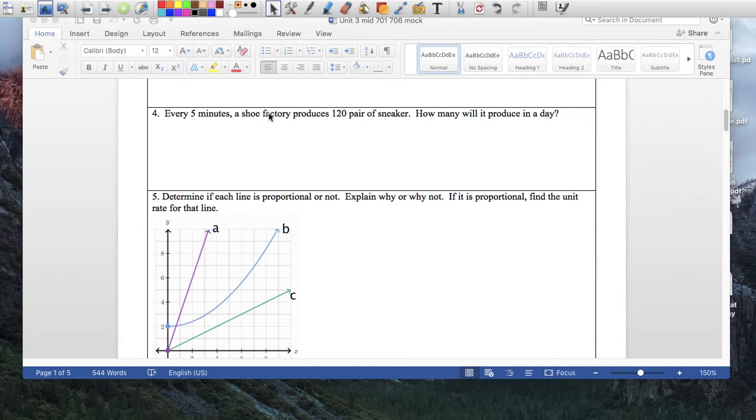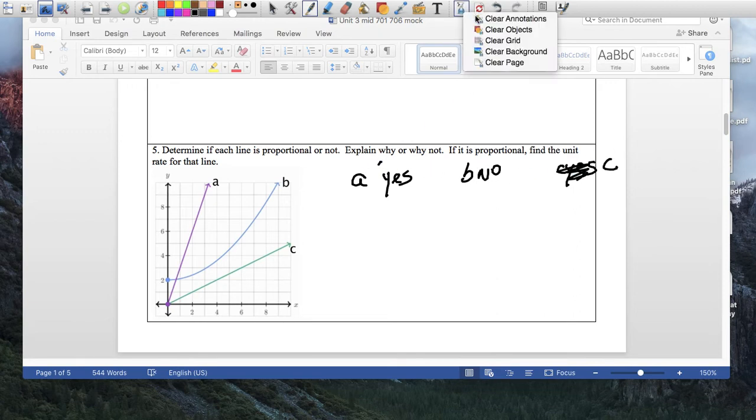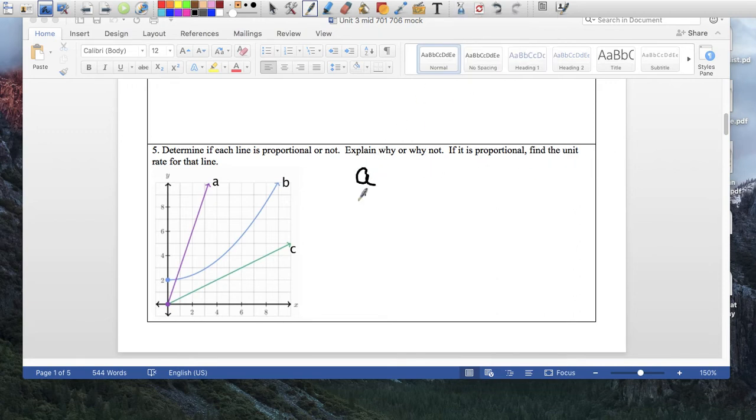So we want to find out if there's a proportional relationship. Well, so we have 3 lines. So let's look at each one individually. So line A, definitely there is a proportional relationship because it starts at 0, 0. So A is yes. B is definitely no because it doesn't start at 0, 0. And C is yes. So line A is a yes. Line B is a no. Line C is a yes.